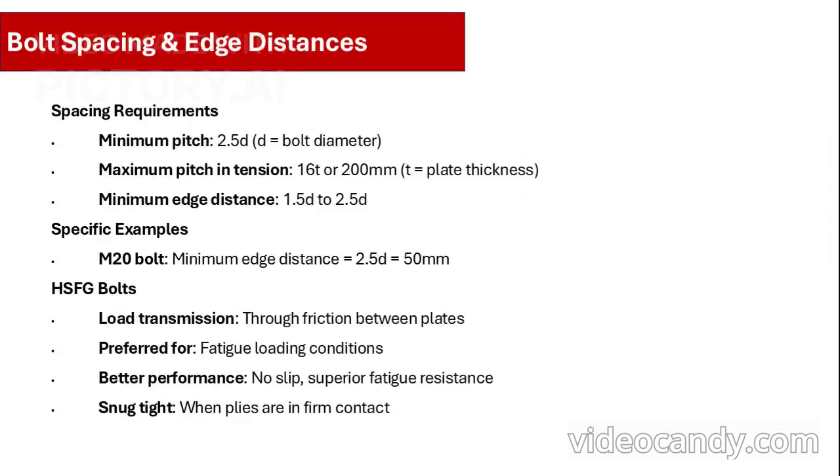In bolted connections, proper spacing ensures structural integrity and avoids failure. The minimum pitch, center-to-center distance between bolts, must be 2.5 times the bolt diameter, 2.5 d, while the maximum pitch in tension members is limited to 16 times the plate thickness, 16 t, or 200 mm, whichever is less. Edge distance should be between 1.5 d to 2.5 d, for example, with an M20 bolt, the minimum edge distance is 50 mm. For high-performance joints, HSFG, high-strength friction grip, bolts are used.